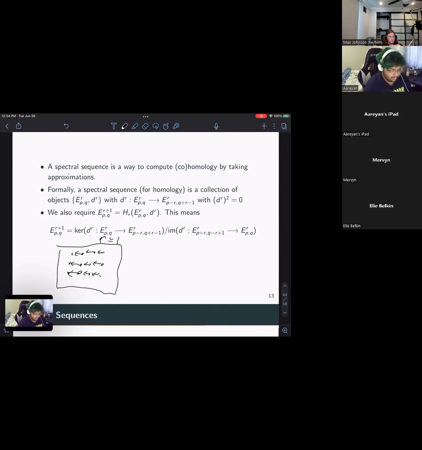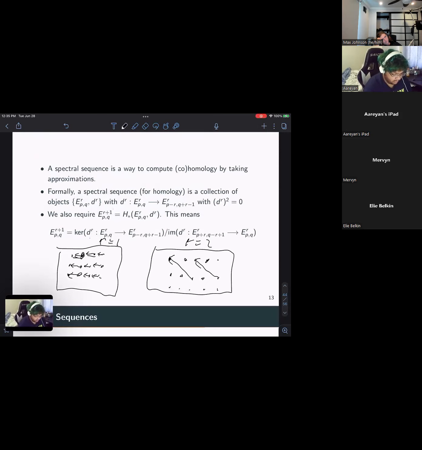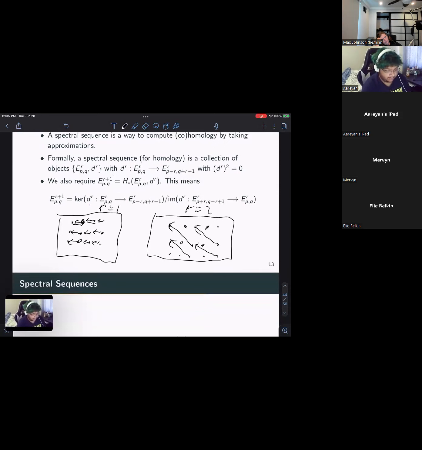To get to the next page, you want to know the value at the next page of this point. You compute the homology of this point with respect to this and that, so you mod out by the image of this and the kernel of that. You get to the next page by computing all the homologies. And this time the differentials are a bit different. They're going a bit farther now. I've gone to the r equals 2 page, and then I keep doing this.